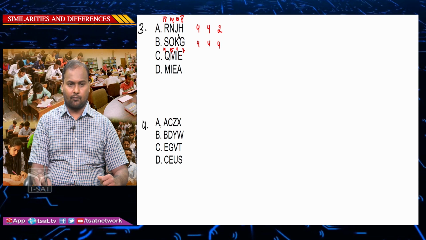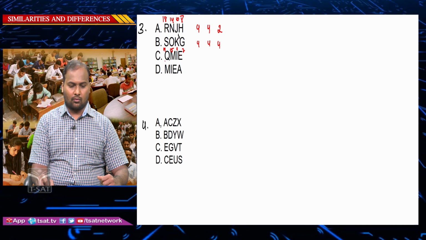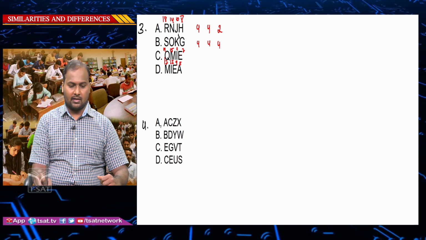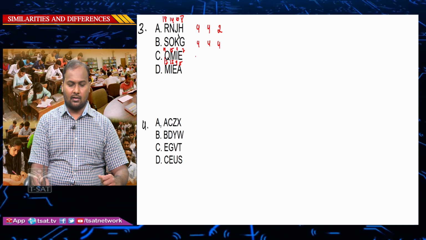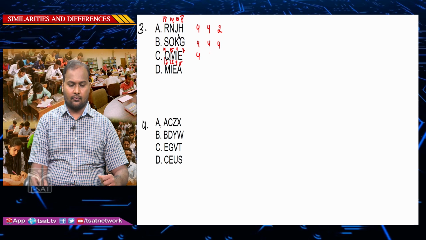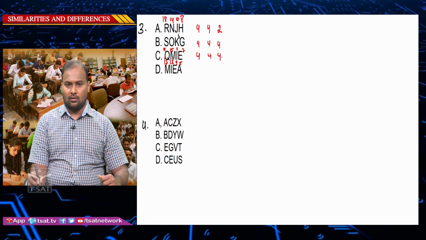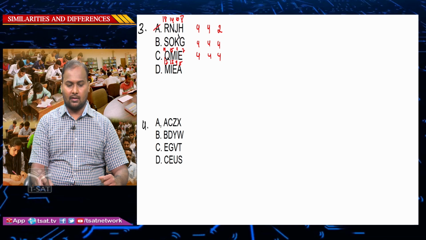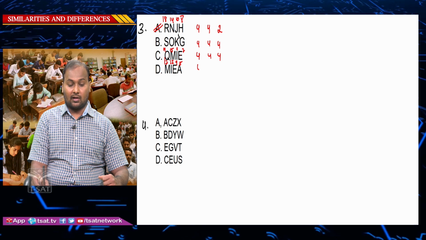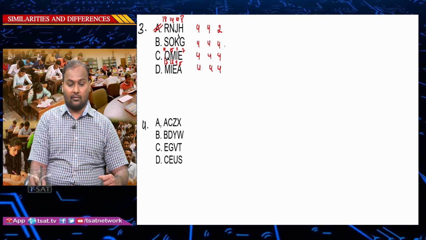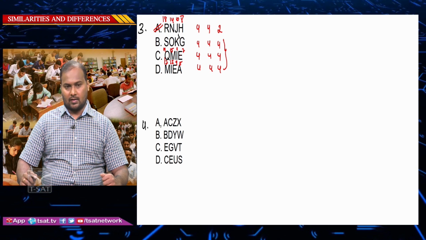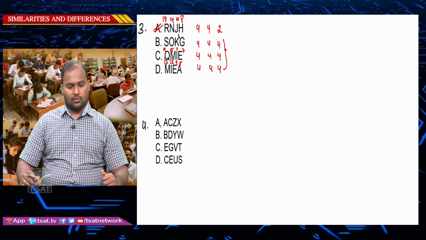Now come to option C. In option C, we have Q in coding and decoding. Q is 17, M is 13, I is 9, E is 5. And if you see the difference, between Q and M it is 4, M and I is also 4, I and E is also 4. So obviously, what is your answer? The answer is option A, because it is 4, 4, 2, and the remaining 3 options have the similar difference of 4, 4, 4. Next, see the next question.